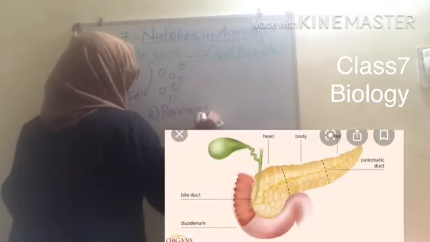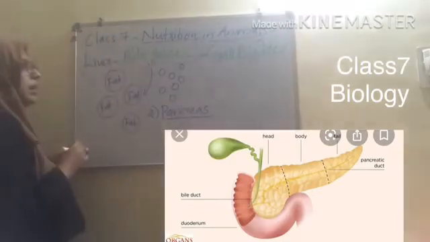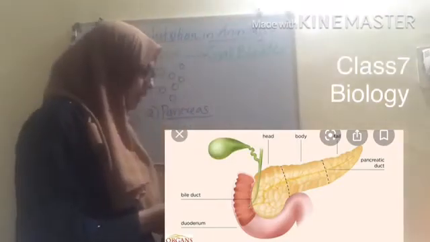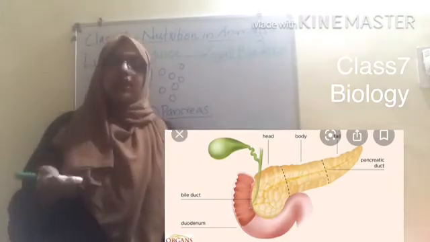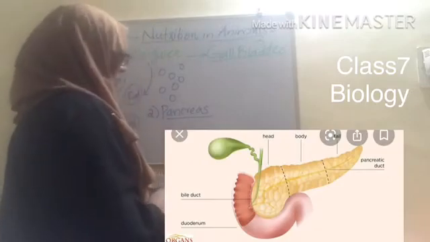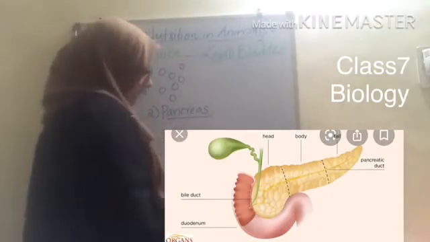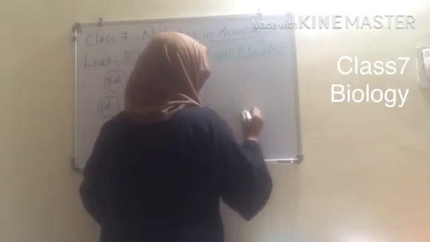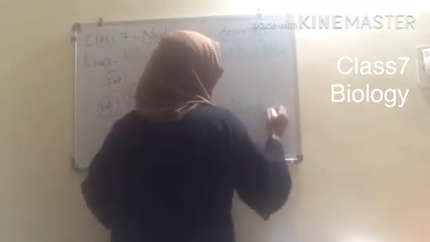Okay, this is also an associated gland. Pancreas is a large cream-colored gland located just below the stomach. Okay, just below the stomach. Pancreas secretes pancreatic juice. Which juice?